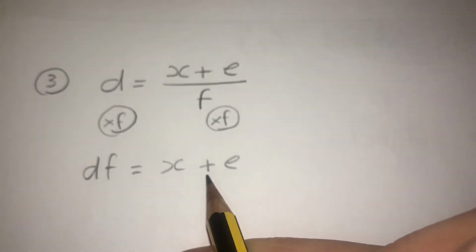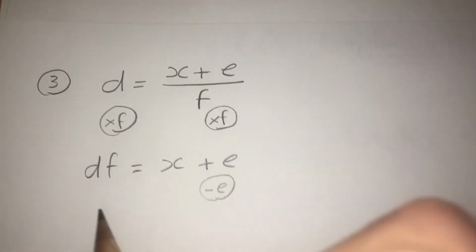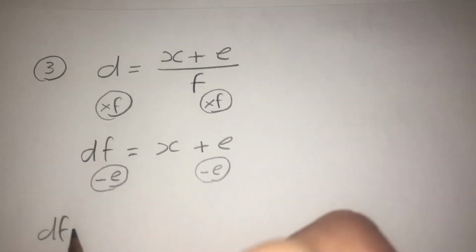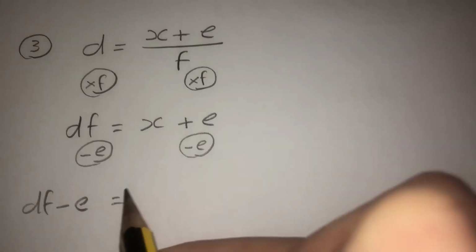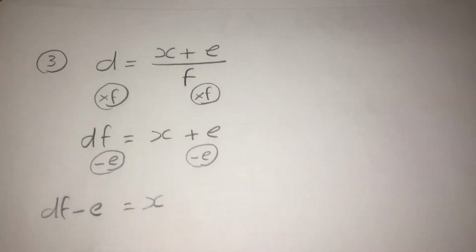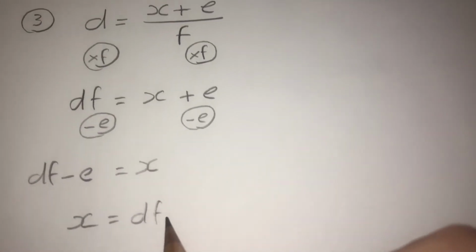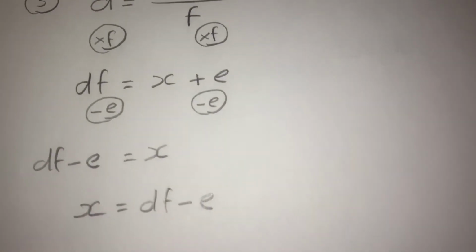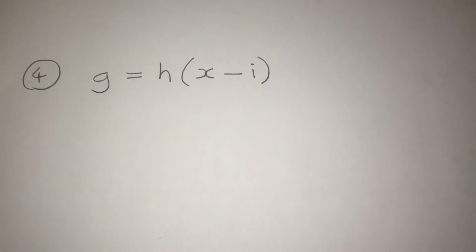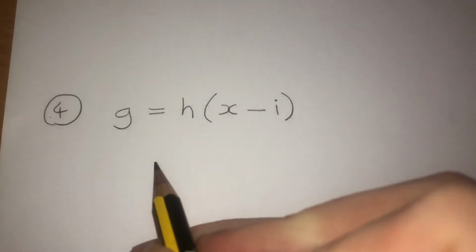And all we have to do to get rid of this plus e is just minus e. But if I take away e from the right hand side, I have to take away e from the left hand side. So we just write that as df take away e, because that's all it is, equal to x, e take away e is 0, so it is gone. And again, we'll just swap the left and the right hand sides around, so x equals df minus e. Okay, we will look at one more example, and I will do a third video looking at the slightly harder examples of rearranging the formula again.